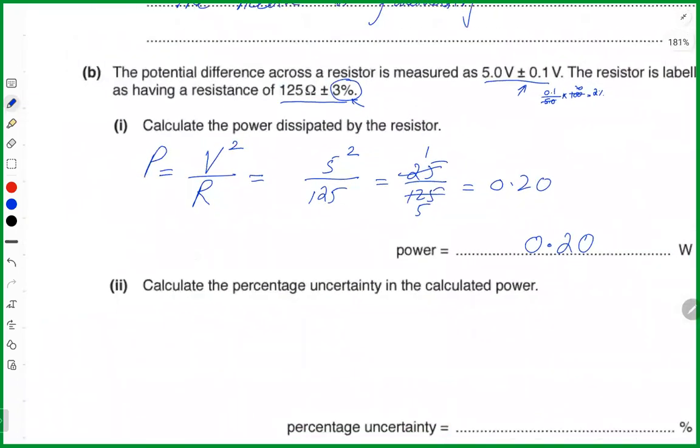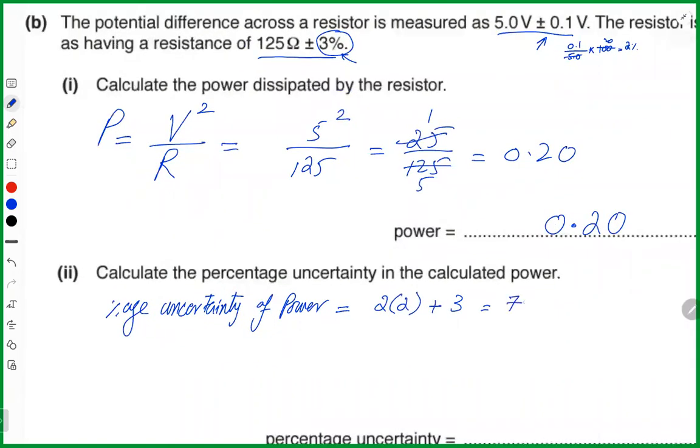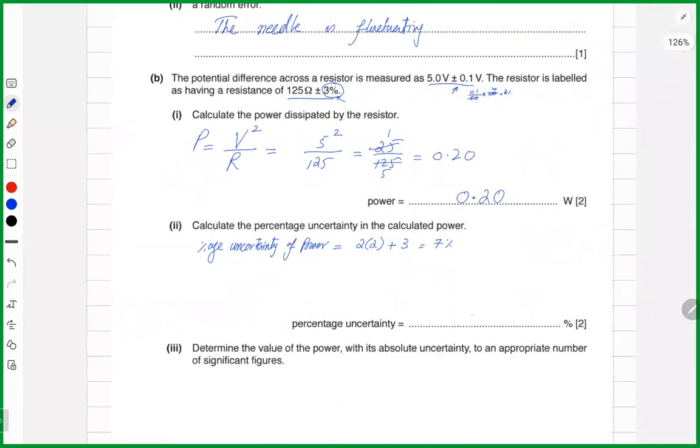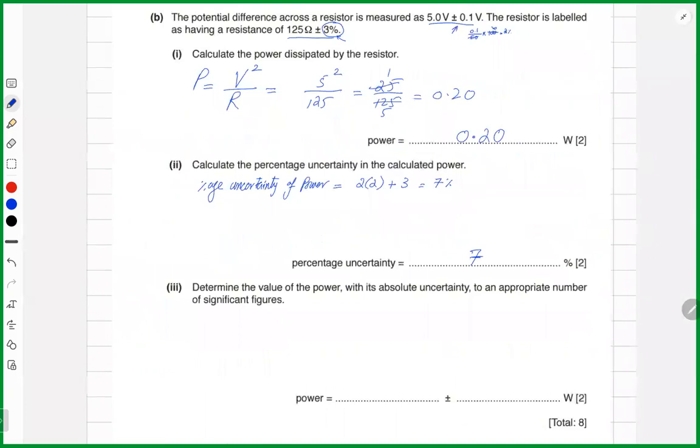So what should be the percentage error of power? How much percentage doubt do we have for the value of power? It will be, anybody? Sir, 2 plus 2 plus 3 is equal to 7. Because there is a square on the voltage, we have to multiply the percentage uncertainty by 2, and then add the resistance uncertainty. So we have 7%. Just for doing this, we got 2 marks. Let's see the last 2 marks.